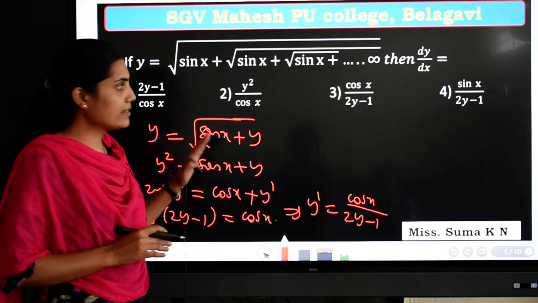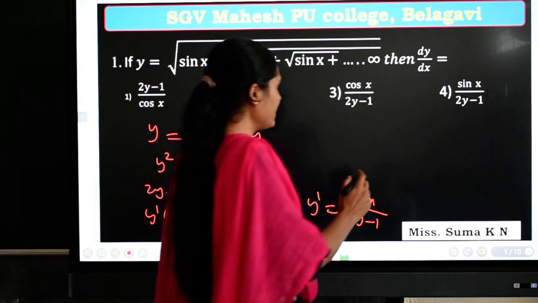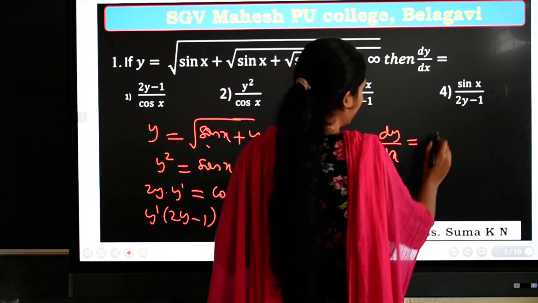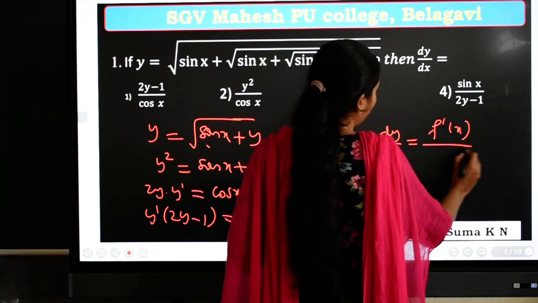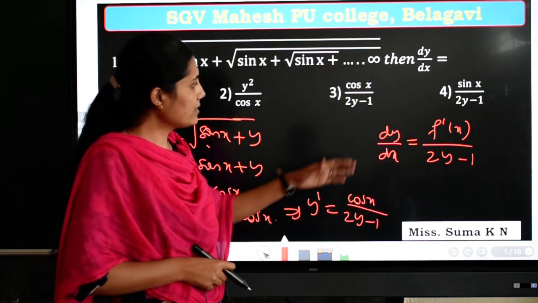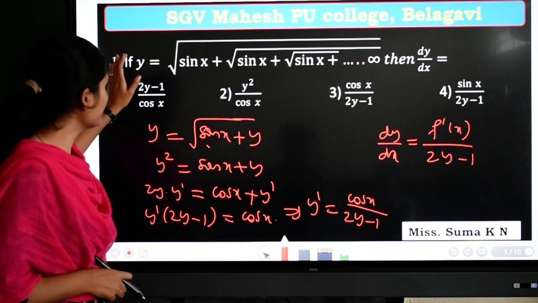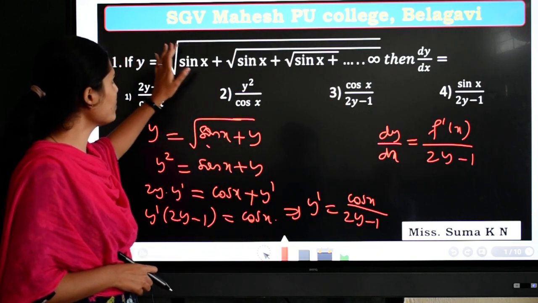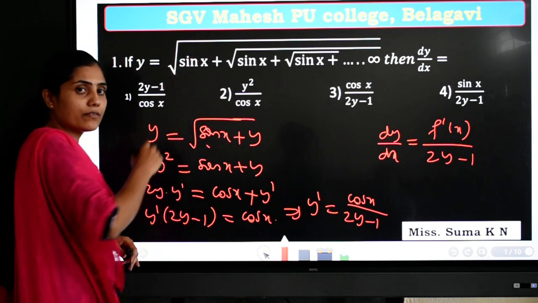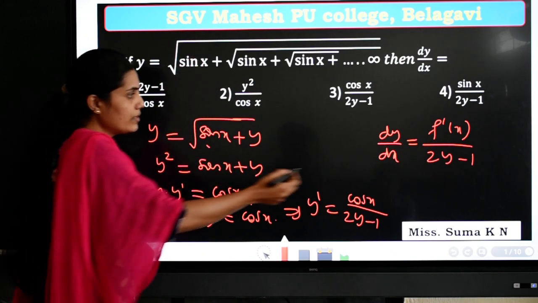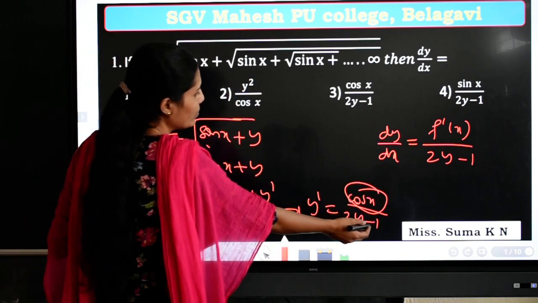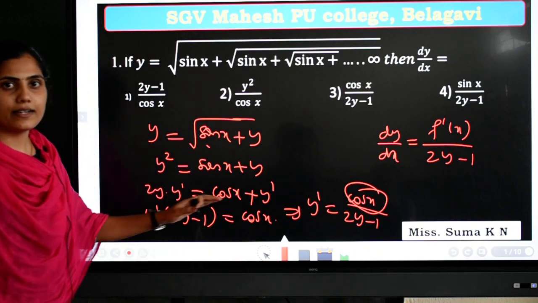If you take this question by the shortcut method, dy by dx is equal to directly f dash of x divided by 2y minus 1. You can use this formula; it is a shortcut method. See here, y is equal to root of sin x plus and so on. Let us take sin x as f of x. Sin x differentiation is cos x, so f dash of x is cos x, divided by 2y minus 1, which is already fixed.